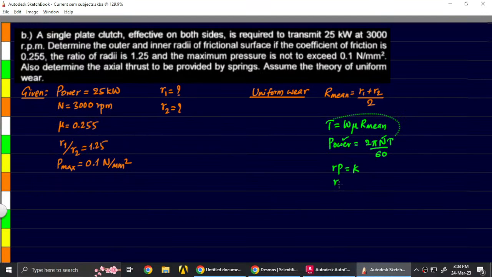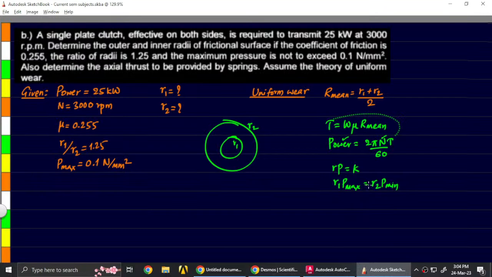So R1, let us say, is the smaller radius, R2 is the larger radius. If R1 is less, P will be maximum, and if R2 is less, P will be minimum. So both of these will result in the same ratio. Now here we can use the relation, the ratio of R1 by R2, maximum by minimum. We will get the ratio of maximum by minimum.